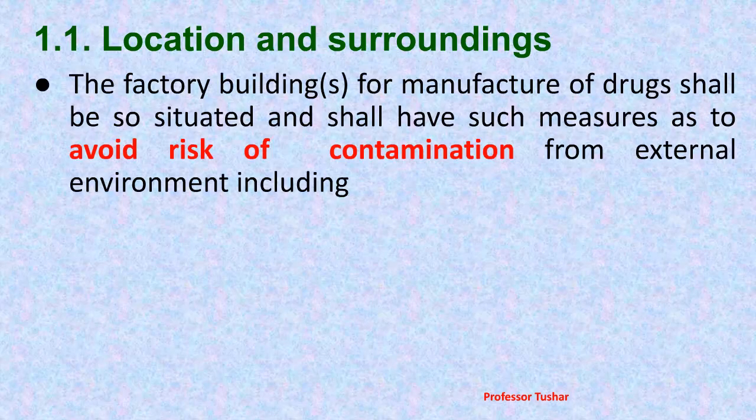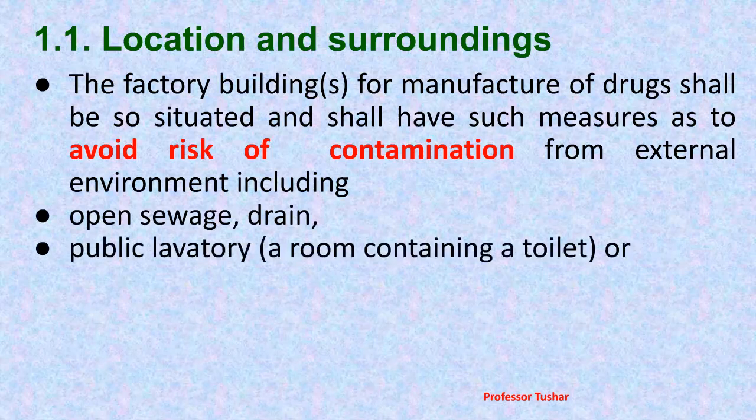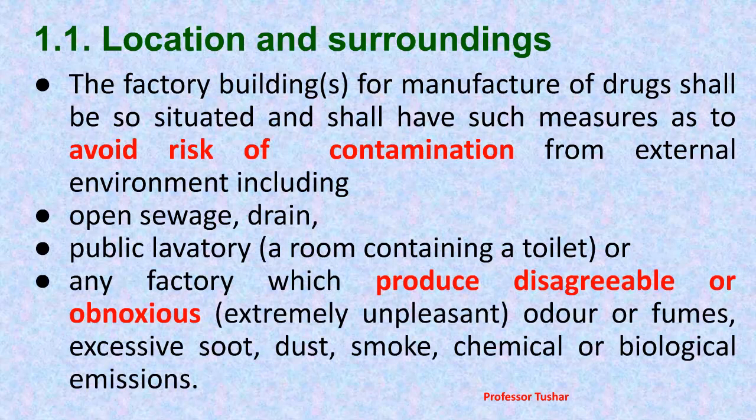The factory building for manufacture of drugs shall be so situated and shall have such measures as to avoid risk of contamination from external environment, including open sewage, drain, public lavatory, or any factory which produces disagreeable or obnoxious odor, fumes, excessive soot, dust, smoke, chemical or biological emissions.